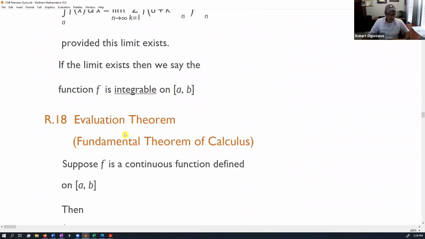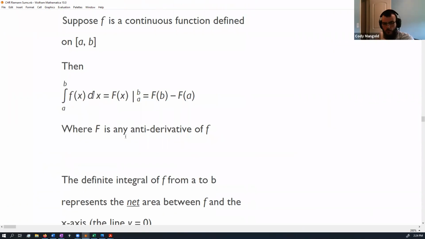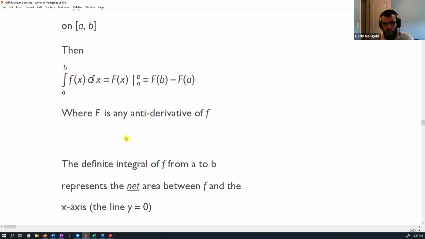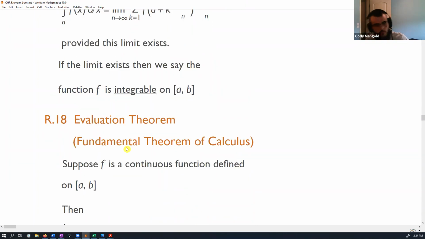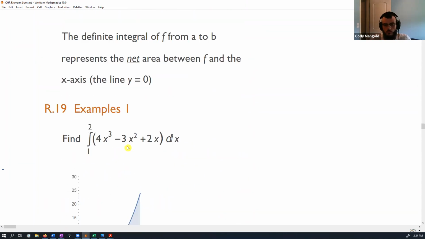Okay, a question, sir. Can we expect at least one problem for the area under a curve on the test for the final? Yes.